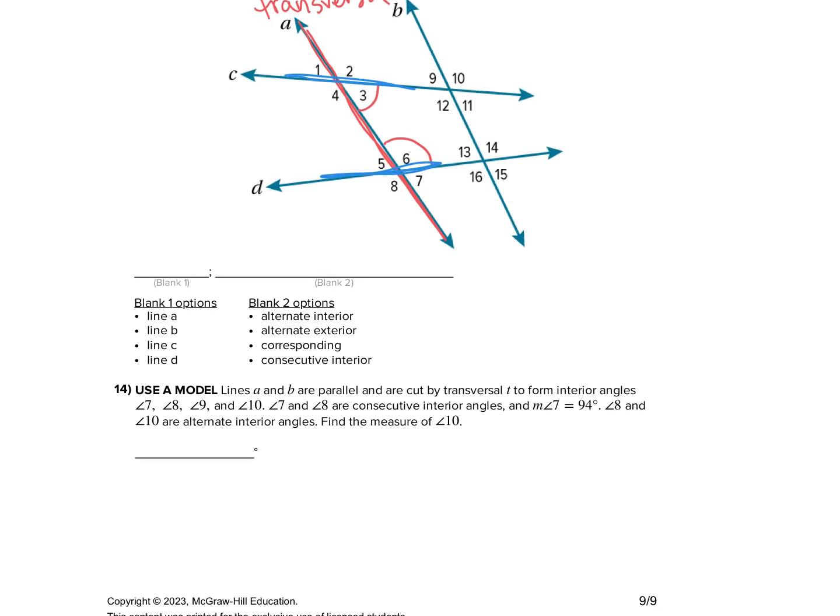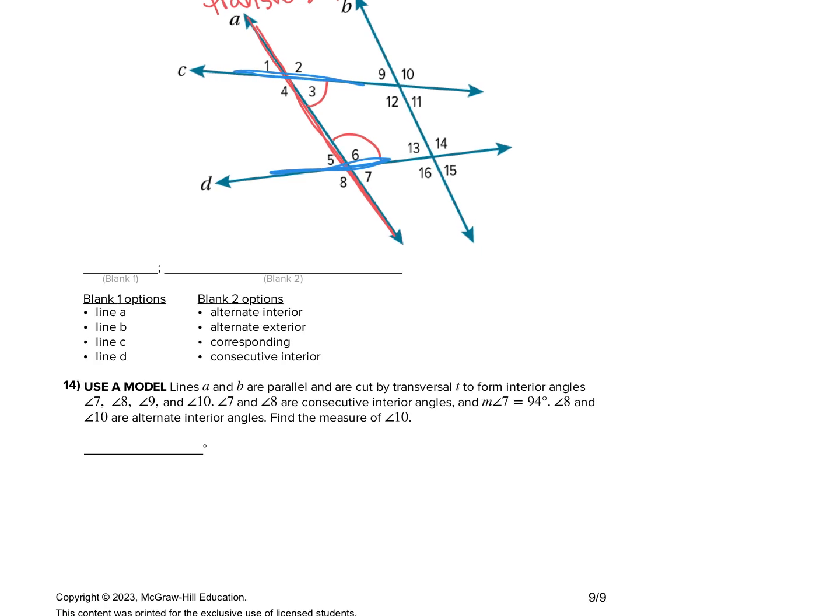Okay, so it's number 14. Use a model, lines A and B are parallel and cut by a transversal T. So here we're going to draw a picture. Lines A and B with transversal T to form the interior angles 7, 8, 9, and 10. Because I said interior, 7, 8, 9, and 10.